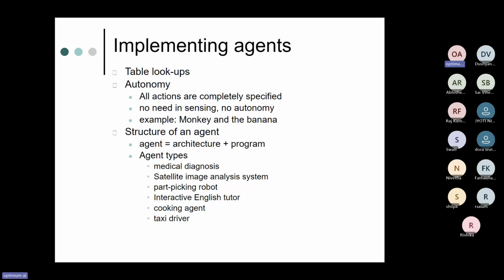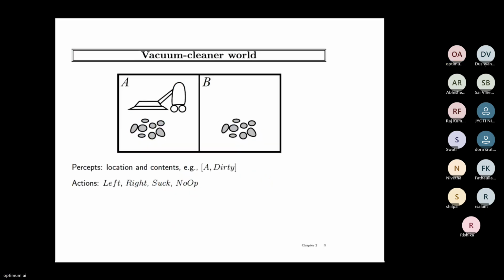We have many other examples of this agent type and architecture, such as medical diagnosis, satellite imaging, part picking robot, interactive English tutor, cooking, taxi driver. So again, we have the given example of the vacuum cleaner agent.